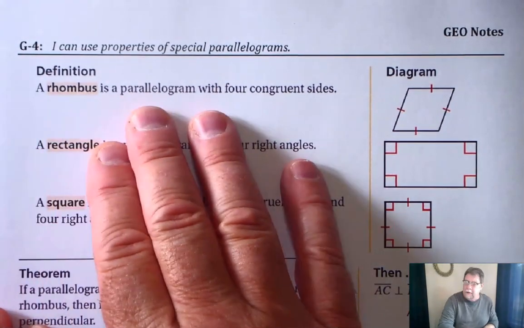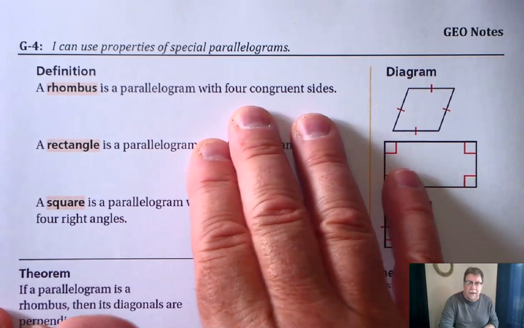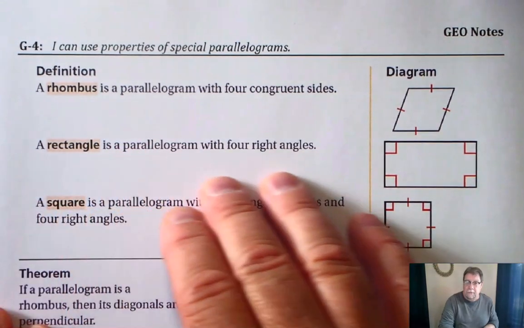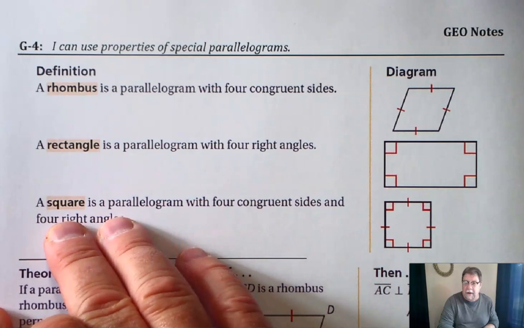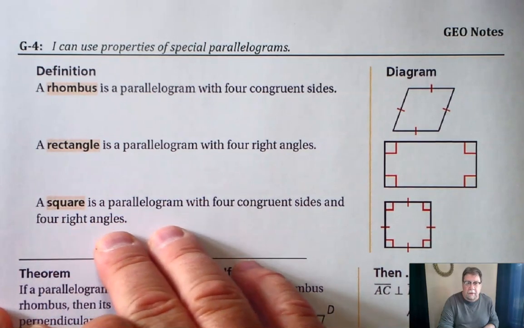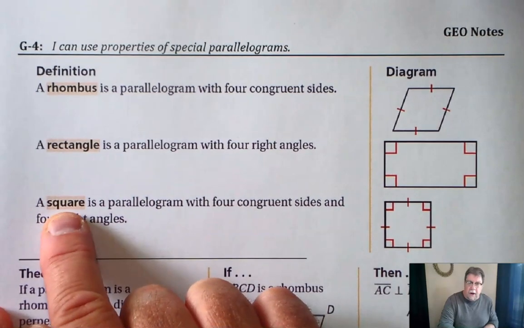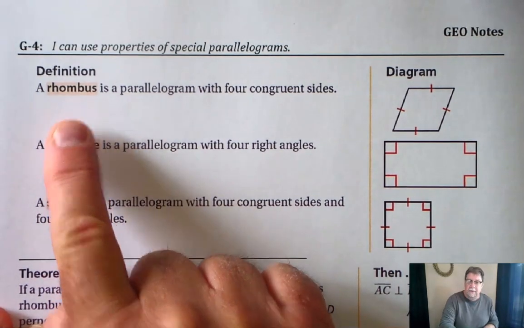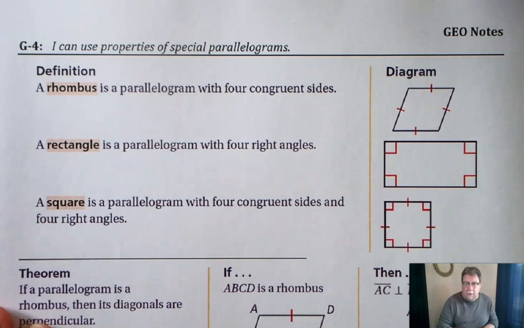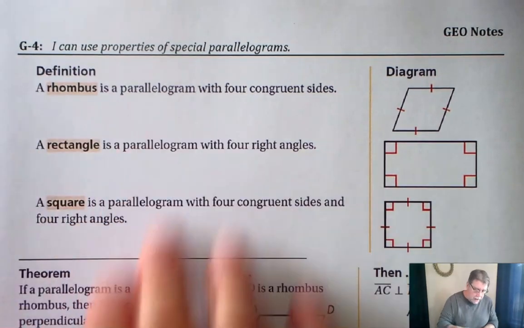A rhombus is a parallelogram with 4 congruent sides. A rectangle is a parallelogram with 4 right angles. And a square has both. A square is a parallelogram with 4 congruent sides and 4 right angles. So technically, you could call a square a rectangle, a rhombus, and a parallelogram, as well as a quadrilateral. So that's got a lot of names.